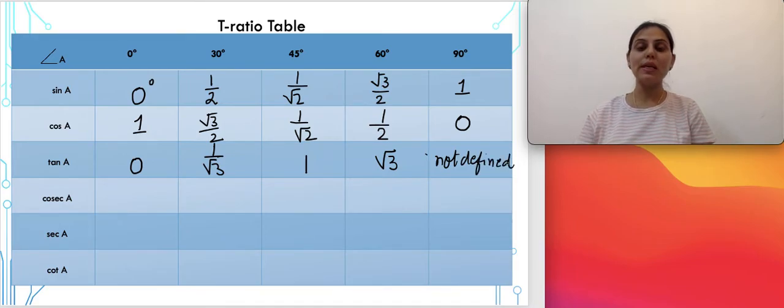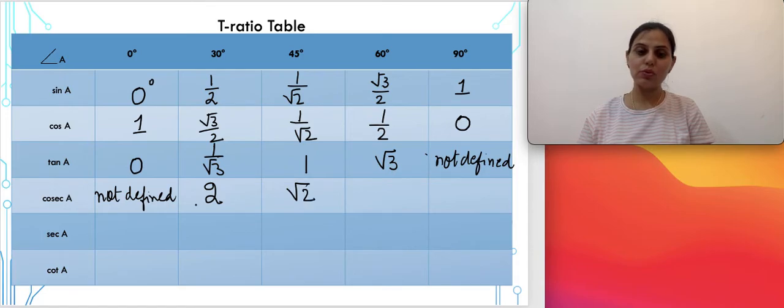Similarly, जब हम cosecant की values ले रहे हैं तो we have to take the reciprocal of the terms for sine. So cosecant 0 means 1 upon 0, which is not defined since division by 0 is not defined. Cosecant 30 means 2 upon 1, so we can write it as 2. Cosecant 45 means root 2 by 1, so we can write it as root 2. Cosecant 60 degree will be 2 by root 3, and cosecant 90 degree will be 1.